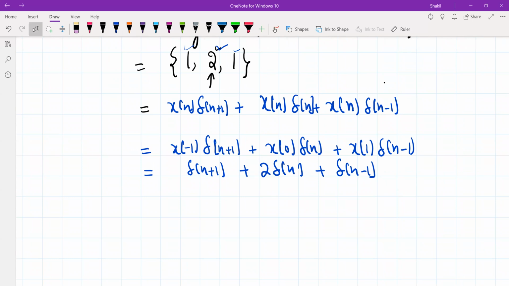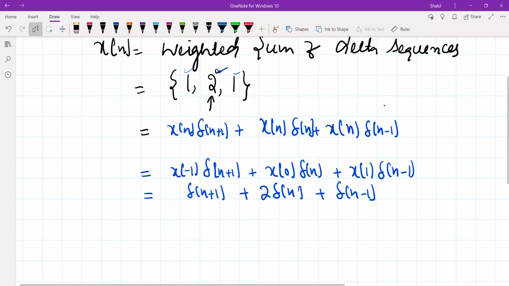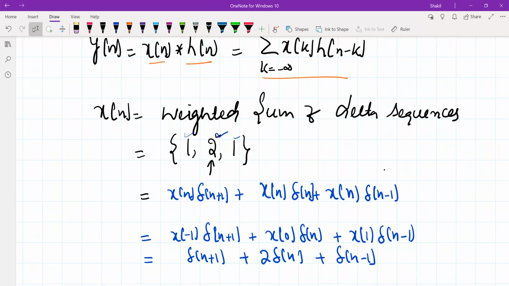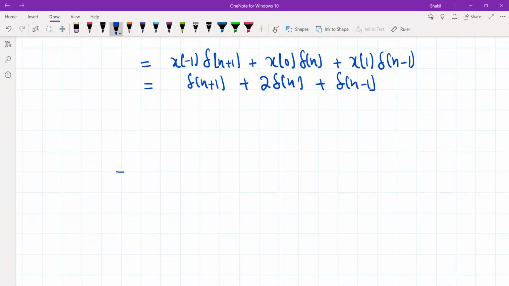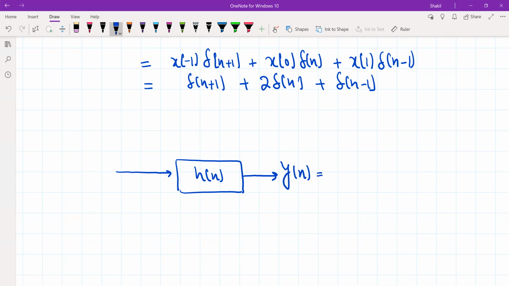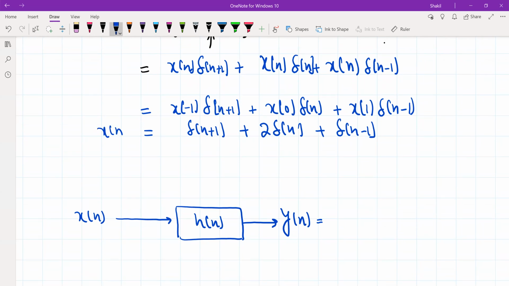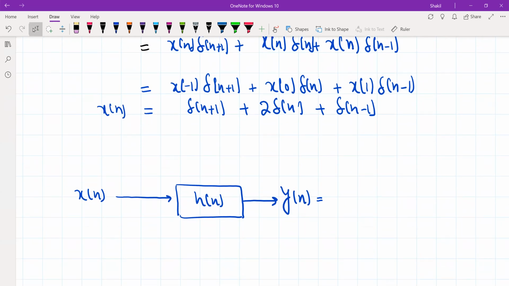Then we say our input to the system is this, whose impulse response is h of n. So when you write y of n, what will it be? The input is x of n, which is expressed as a linear sum of these delta sequences.